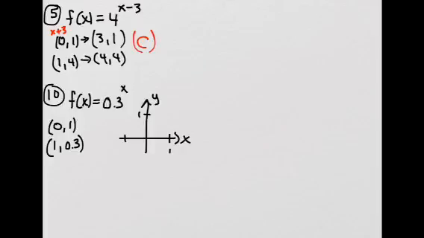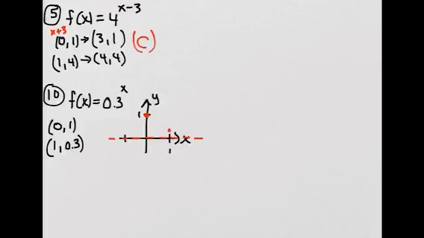Alright, so for number 10, they want you to graph it by hand, identify asymptotes, intercepts, and determine whether the graph is increasing or decreasing. So with the reference points 0, 1 and 1, b, the base being 0.3, we know that this is an exponential decay or decreasing graph because the base is between 0 and 1. 0.3 is between 0 and 1. So we graph the points 0, 1 and 1, 0.3 approximately right here. There's a horizontal asymptote here because k is 0.